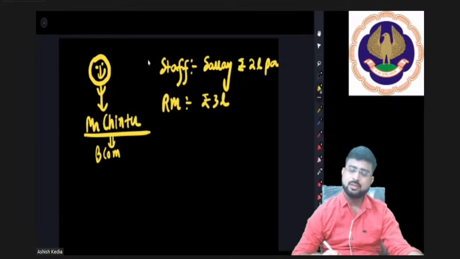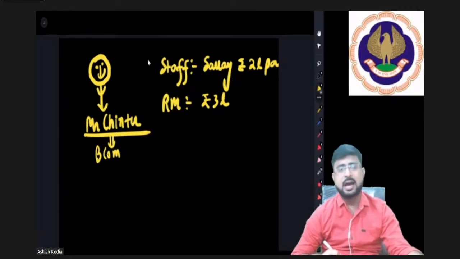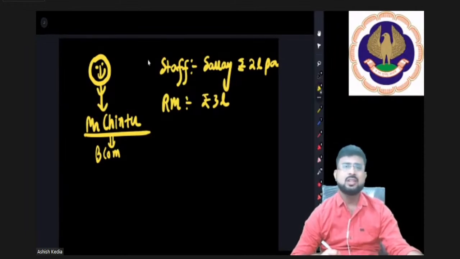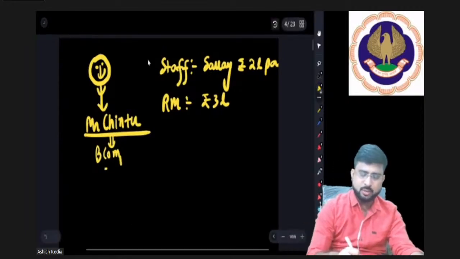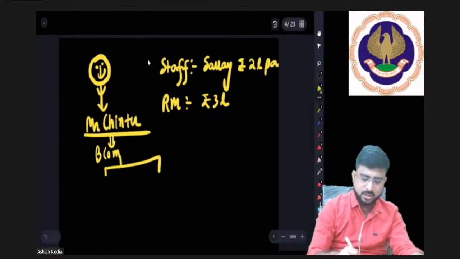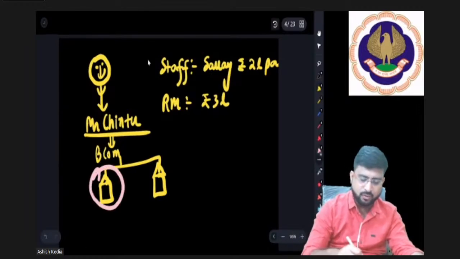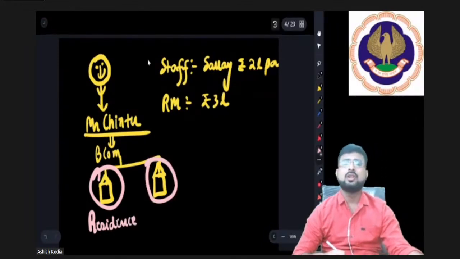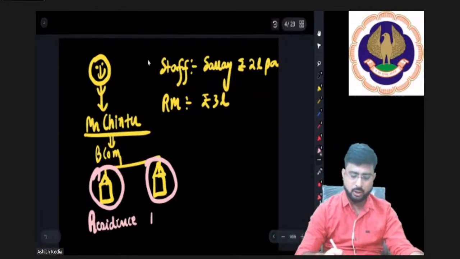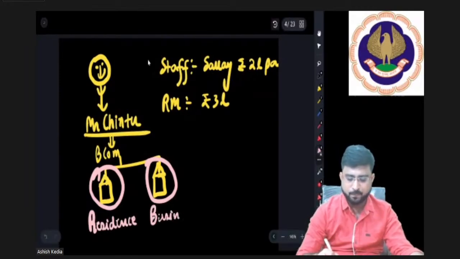My dear friends, now Mr. Chintu is asked to take a place on rent, but Mr. Chintu says no, he doesn't need it, because his parents have two houses. In one house they live, and one house is used for residence. So Mr. Chintu says he will save the money by doing business in the other house. So this house he will be using for business.